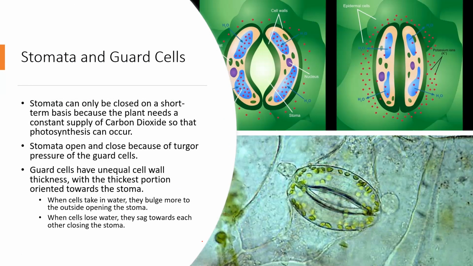Stomata can only be closed on a short-term basis, which means they are by default open. Okay? Stomata are always open by default. They can close, however, on a short-term basis because the plant needs to conserve water. This is the only time they would close. But they're open by default because the plant needs a constant supply of carbon dioxide so that photosynthesis can occur.